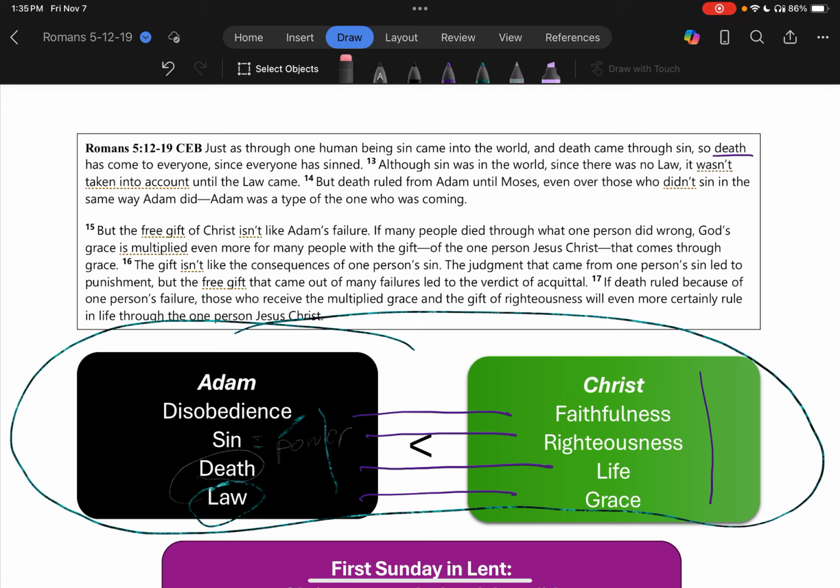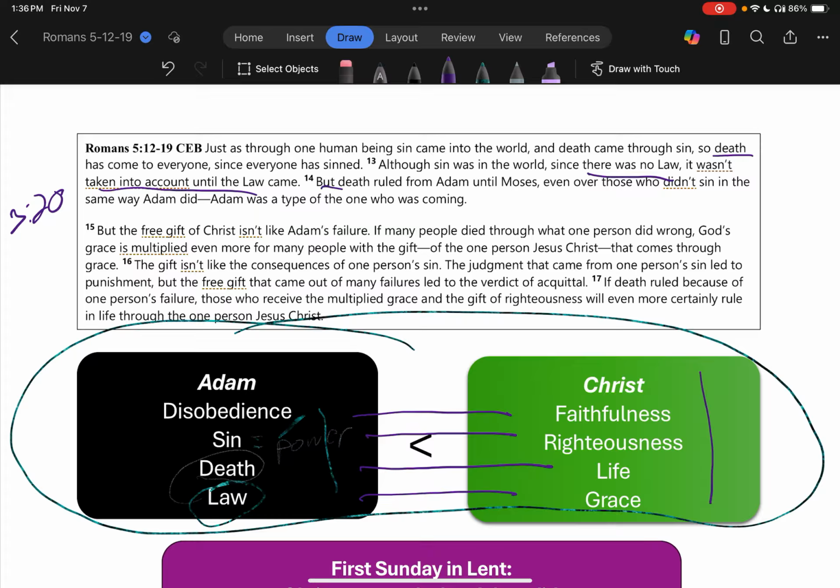Although sin was in the world, since there was no law, it wasn't taken into account until the law came. So if you go back and look at chapter 3, verse 20 of Romans, you'll see there that Paul says something like, through the law comes the knowledge of sin, right? In fact, in Paul's mind, that's what the law does. It tells you what is sinful and what isn't. And so you see he's basically reiterating that same idea here, right? He's saying where there was no law, sin wasn't taken into account until the law came.